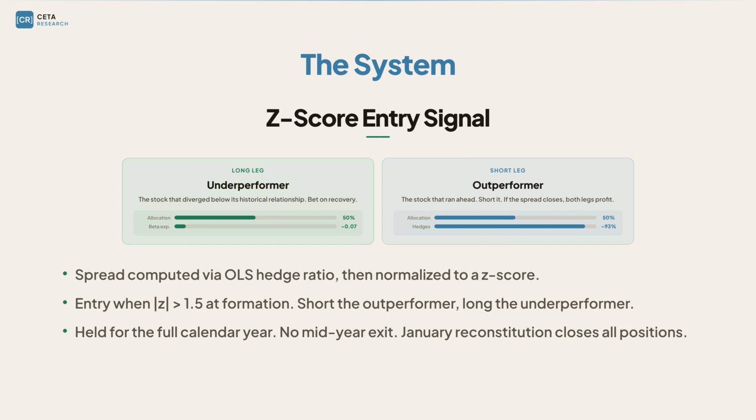Pairs are held for the full calendar year. There's no mid-year exit on convergence. The January reconstitution closes all positions and starts fresh.